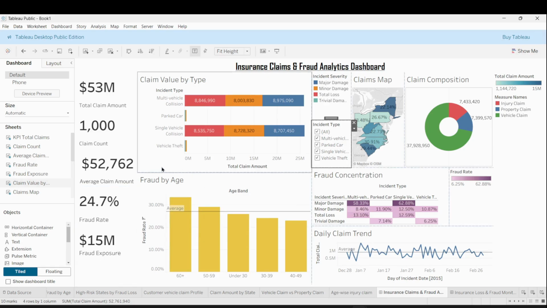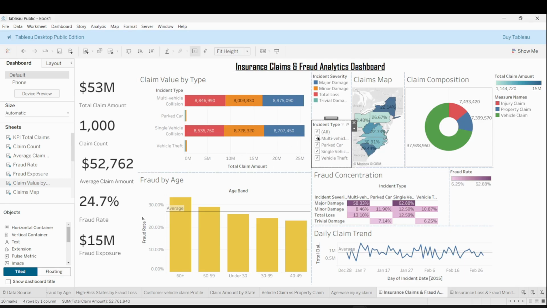The first chart over here is a stacked bar chart, which shows the claim value by incident type. Single and multi-vehicle collisions make up almost all of the money, while parked car and theft claims are very small. So collisions are where the cost is.